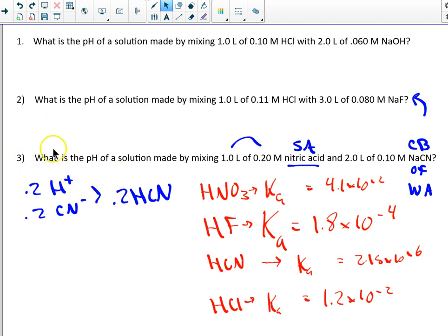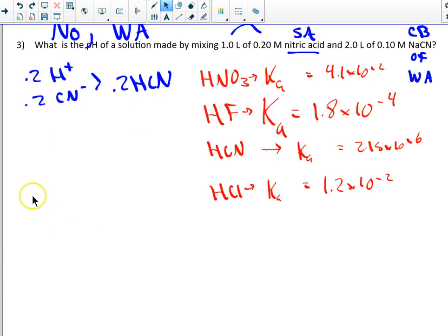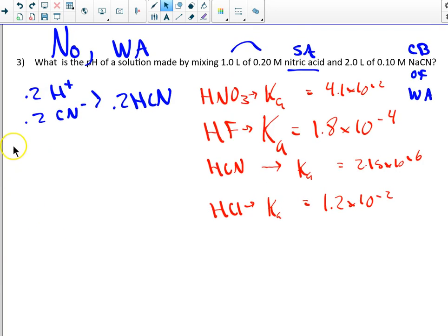Is number 3 a buffer? No. It's just a weak acid. No, it's okay. Thanks for guessing. That's when you have strong acids. Weak, it goes back, and it's interesting, things we learned first have just disappeared. But to find it, we use Ka equals x squared over initial.